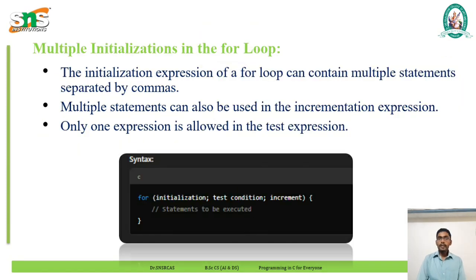Then comes multiple initialization in the for loop. The initialization expression of a for loop can contain multiple statements separated by commas. Multiple statements can also be used in the increment expression. Only one expression is allowed in the test expression, which can contain multiple conditions linked with logical operators. The syntax for the statement, as we discussed already, has an initialization segment, a test condition and an increment condition.